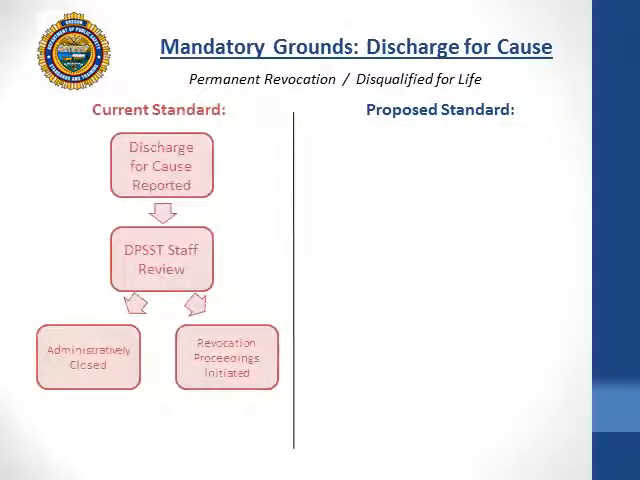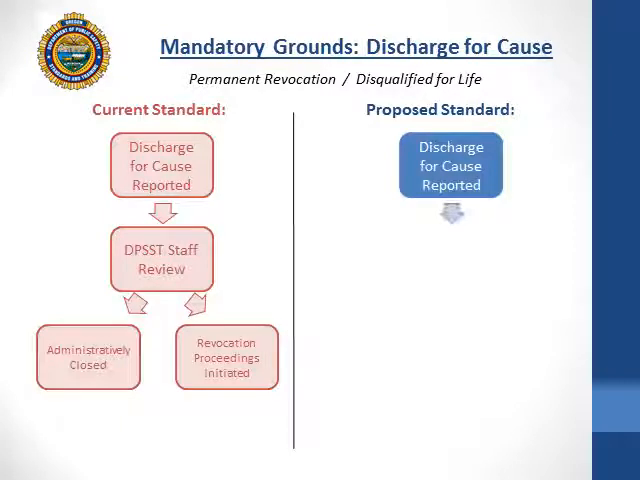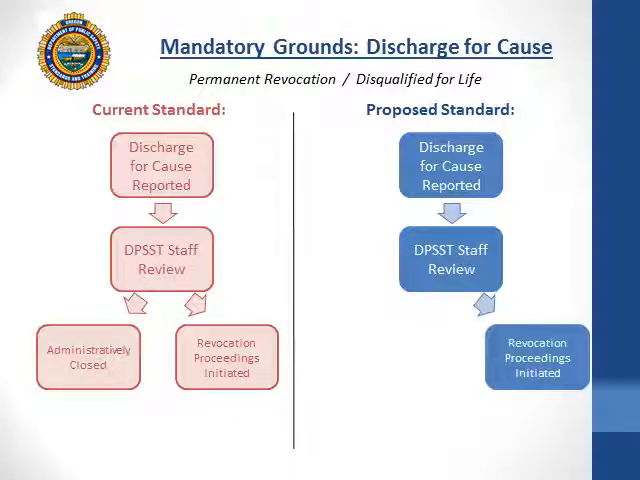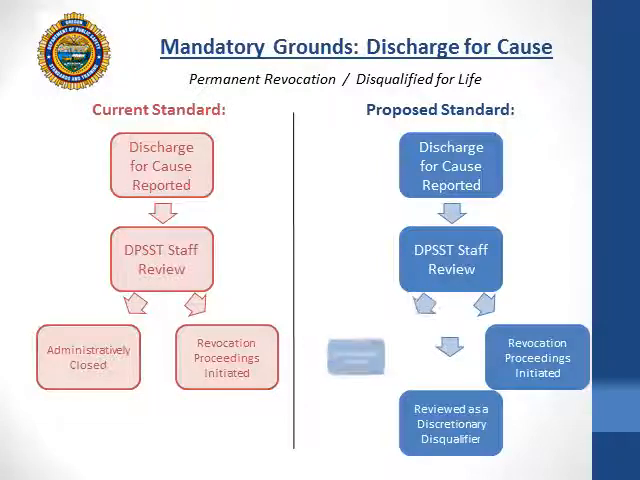Under the proposed standard, conduct leading to a discharge will be reviewed by DPSST staff. Discharges involving behavior that meets the proposed definition of discharge for cause will require revocation, and DPSST staff will initiate revocation proceedings without further review. All other discharges that potentially violate the board's moral fitness standards will be reviewed as a discretionary disqualifier, which will be explained in more detail in the coming slides. Again, if the reason for the discharge is unrelated to certification standards, the case will be administratively closed.